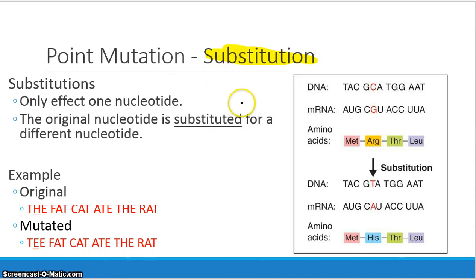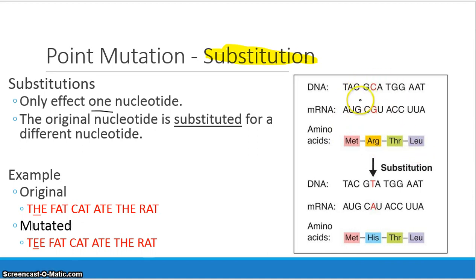And so if we take a look, substitutions only affect one nucleotide. The original nucleotide is substituted for a different nucleotide. All right. So here we can see our original DNA sequence is TACGCATGGAAT, and that codes for this mRNA, and then that codes for these amino acids.